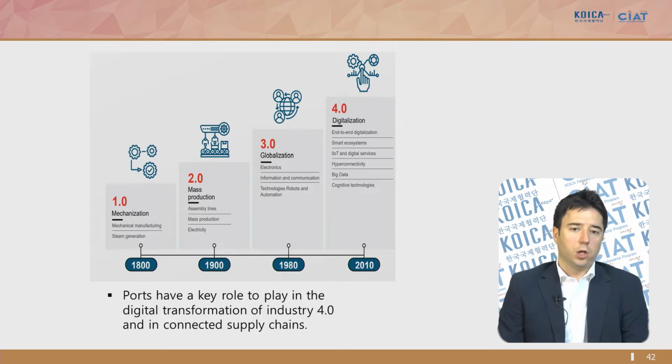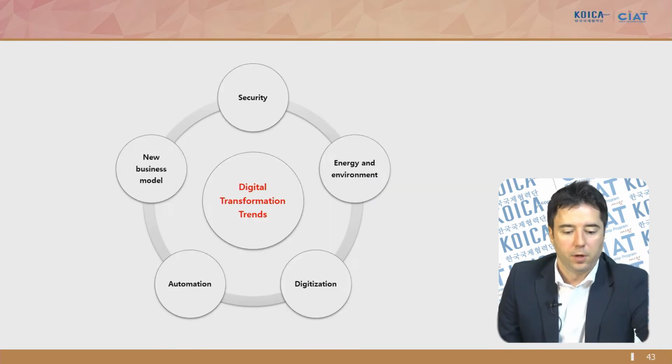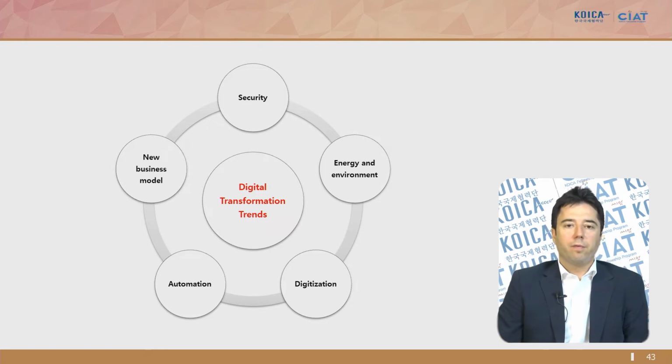For example, some of the technologies that are used in the fourth industrial revolution and in smart ports are Internet of Things, hyperconnectivity, big data, but also 3D printing, virtual reality, autonomous transportation, and so on. So ports have a key role to play in the digital transformation of Industry 4.0 and in connecting supply chains. Overall, there are 5 major trends involved in digital transformation, namely energy and environment, digitalization, automation, new business models, and security.